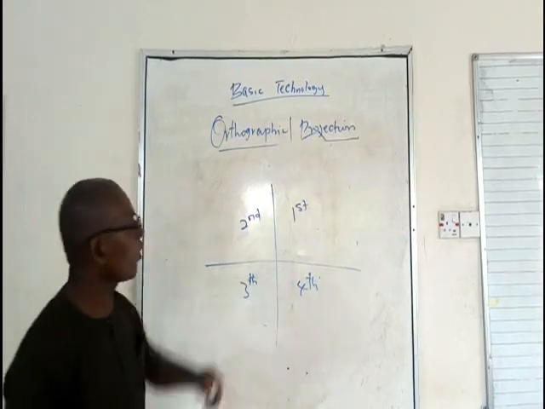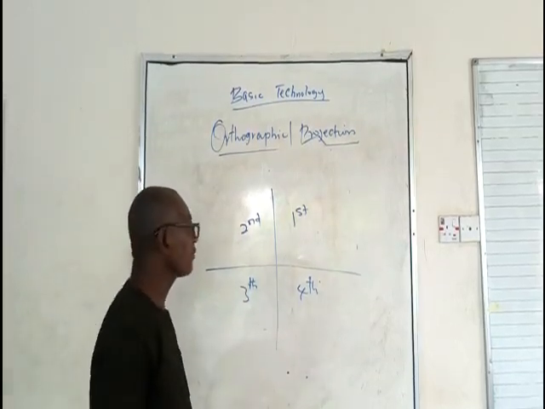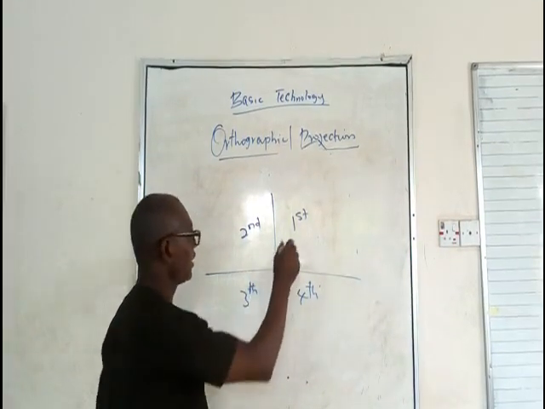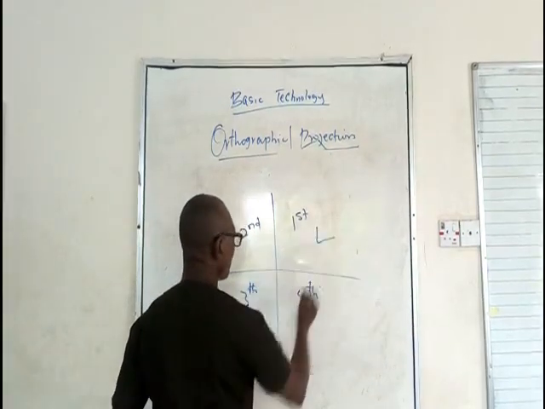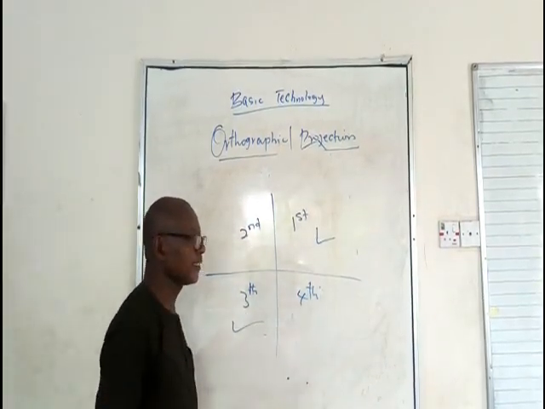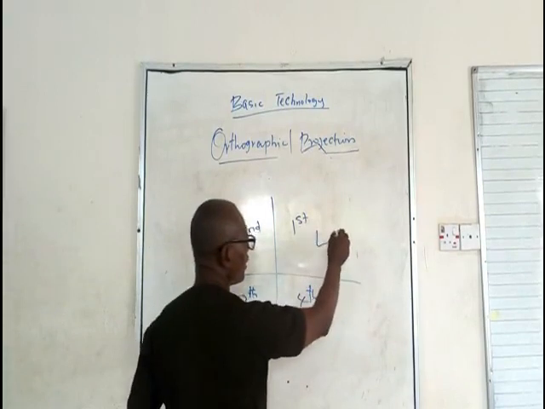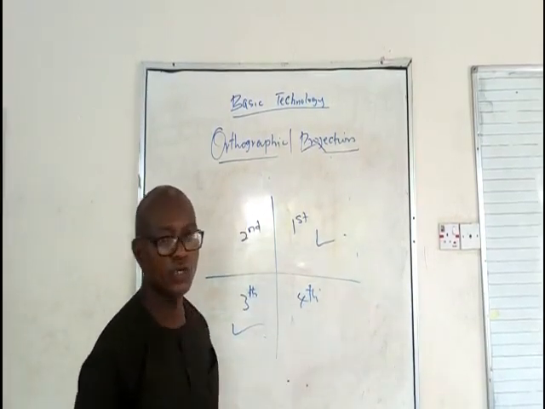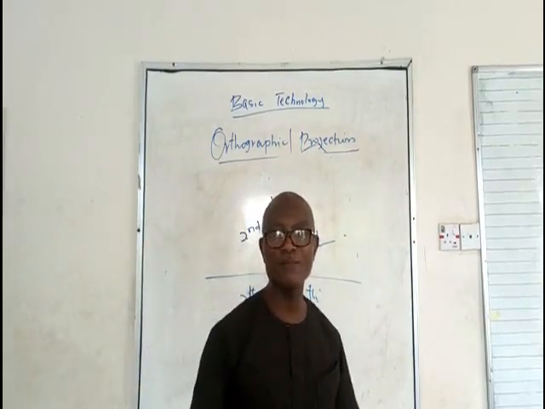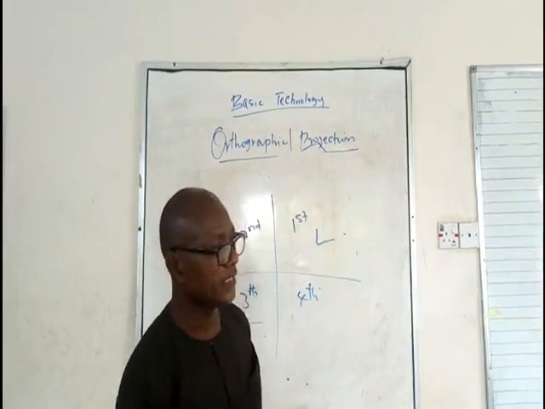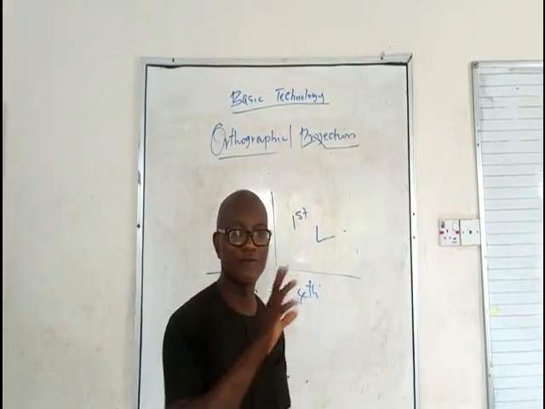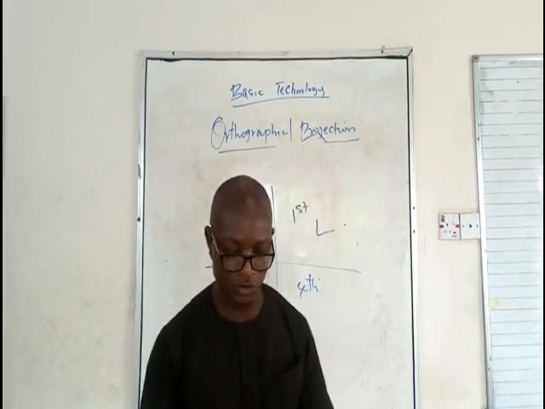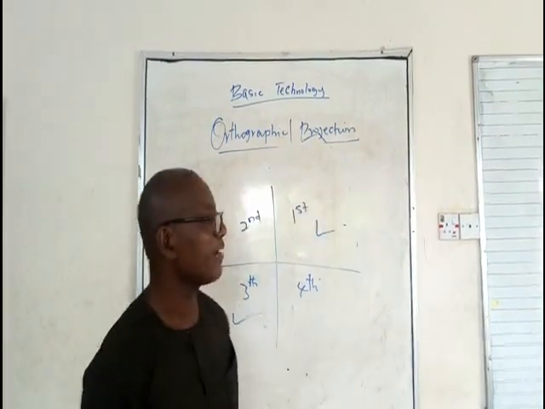Now, of these 4 quadrants in orthographic projection, you only operate with 2 of them. We operate with the first quadrant and the third quadrant. And here is what we call the first angle projection and the third angle projection. So the orthographic projection is projected in 2 planes, the first angle projection and the third angle projection. That takes us to what we call the principal views.